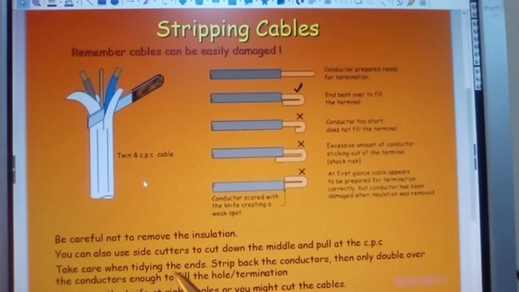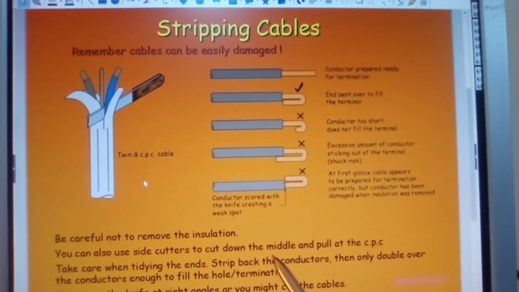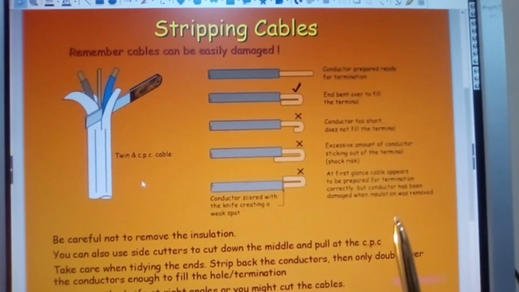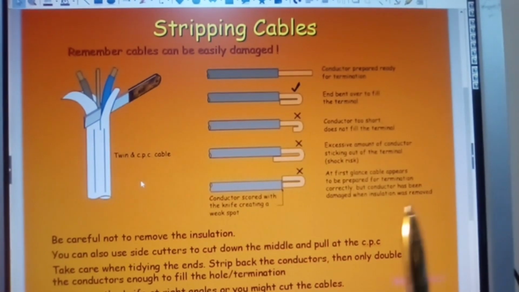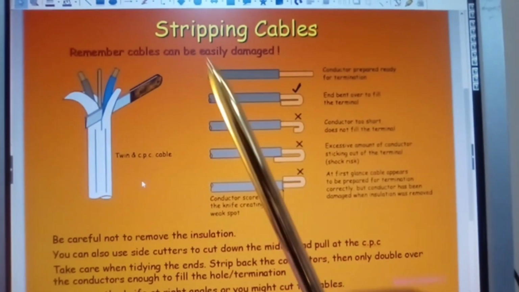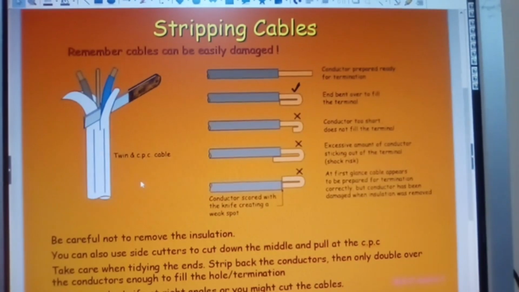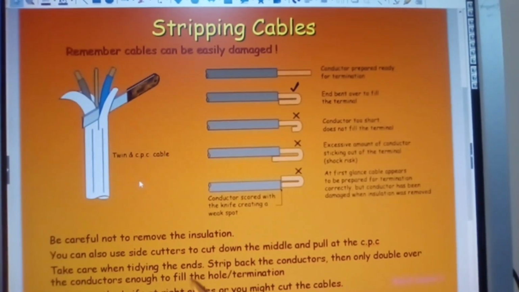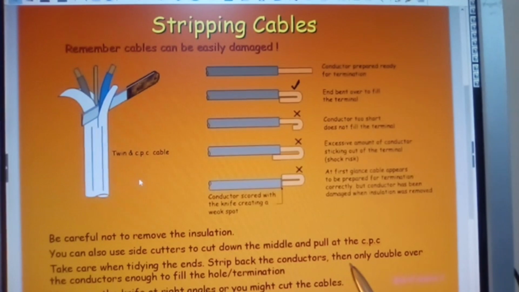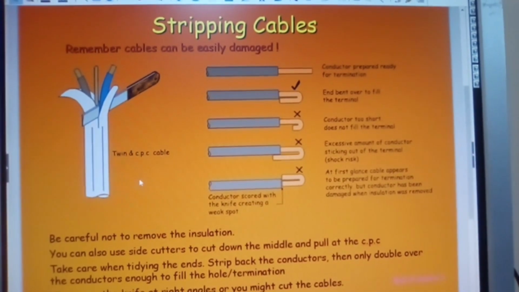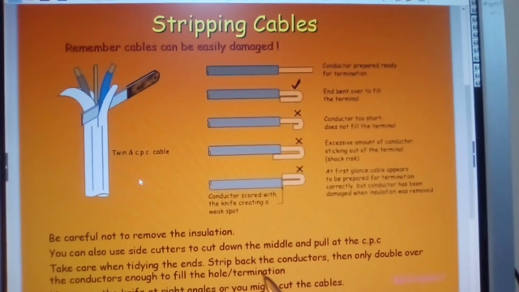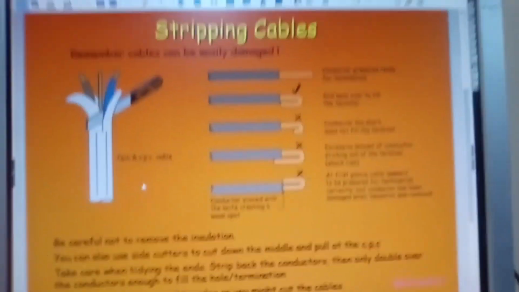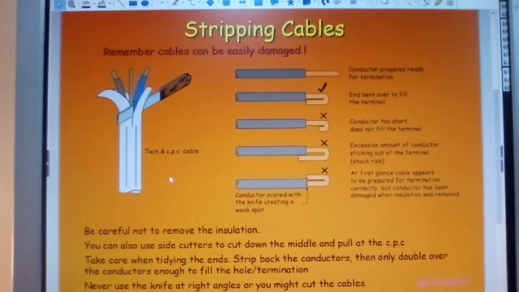You can also use side cutters to cut down the middle and pull at the CPC, which is what I've just told you to do. That is the safest means of getting that done. If not, you will be there pulling other cables again. Take care when tidying the ends. Strip back the conductors and only double over the conductors enough to fill the whole termination. Never use a knife at right angles or you might cut the cables. It's telling you now what I've just been telling you already.